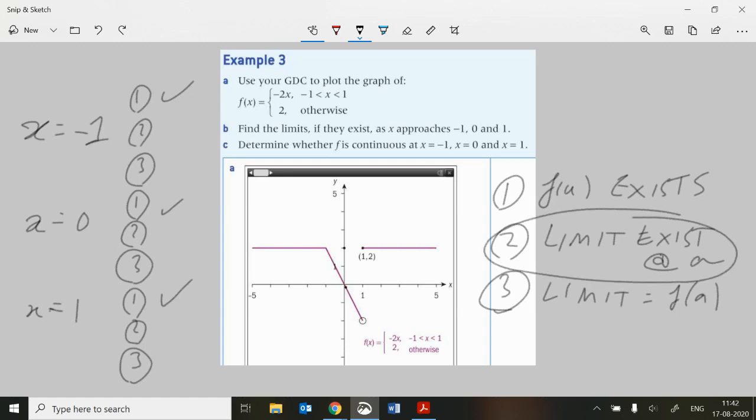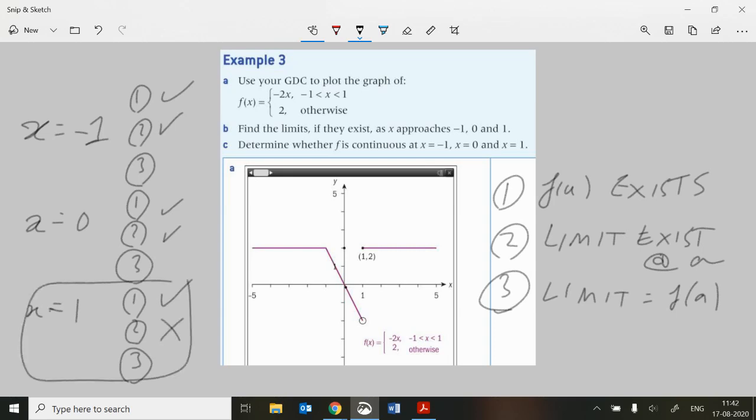Then we have to check the second part. It says, does the limit exist at a? Well, we've already found that out from the first parts. Yes, it does exist for x is equal to minus 1 and x is equal to 0, but it does not exist there. So now we can see that this one is just not a continuous function at that point.